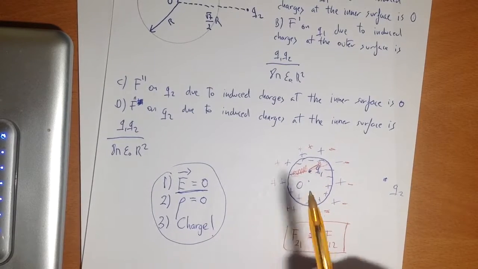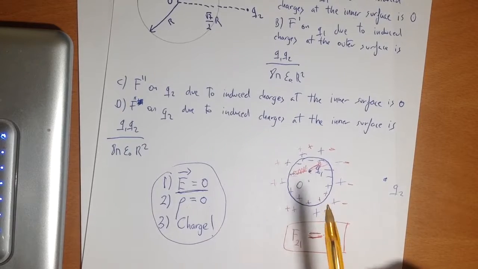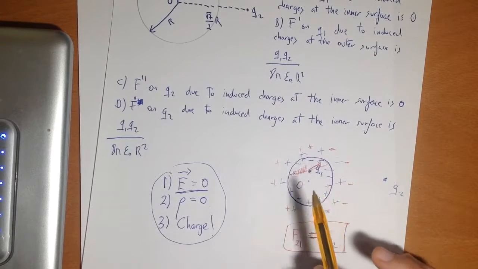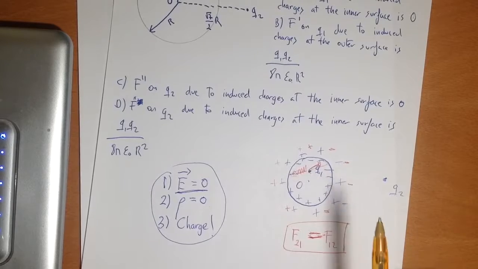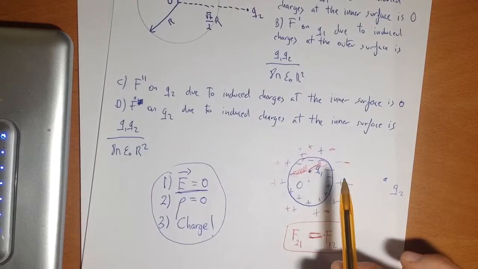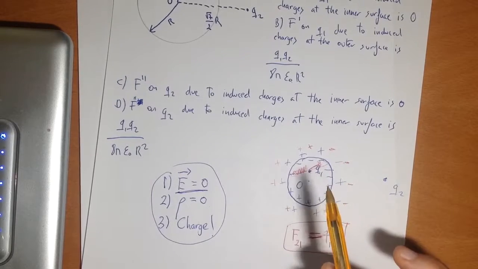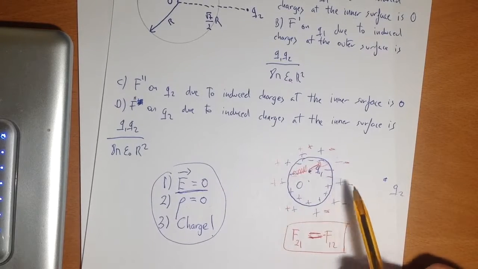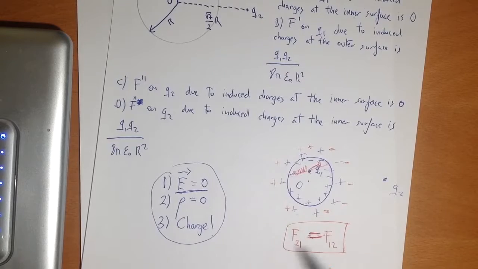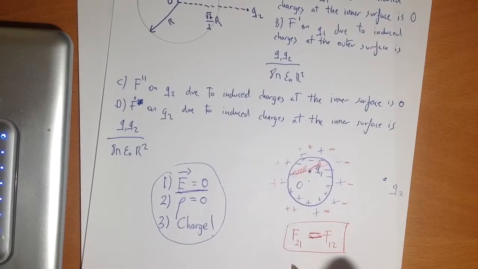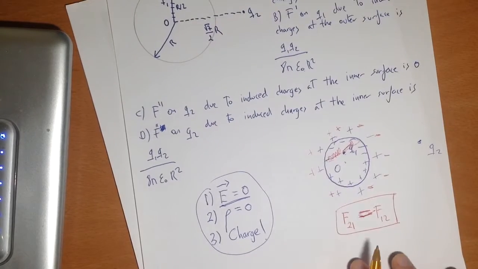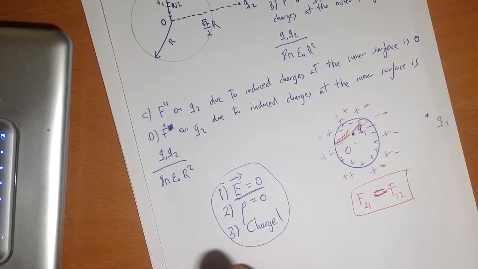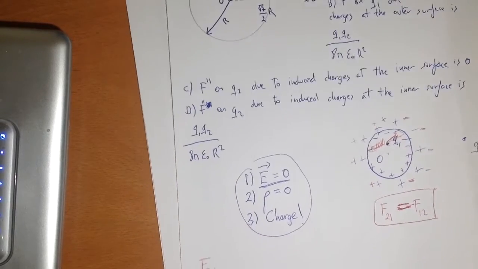What does that mean? That the net electric field, the total electric field inside the conductor must equal 0. And because of that, the forces must cancel out. Yeah, must cancel out. So let's analyze that. Firstly, let's calculate the attractive force.